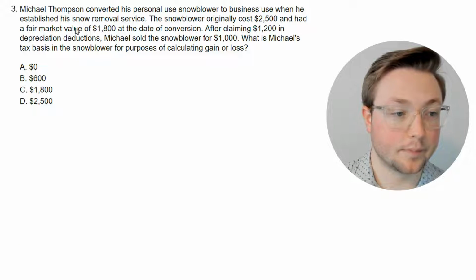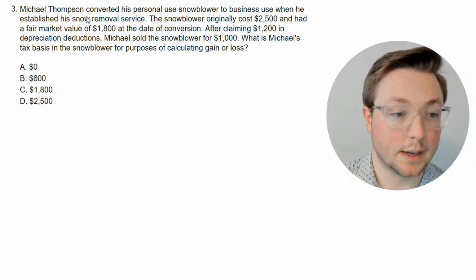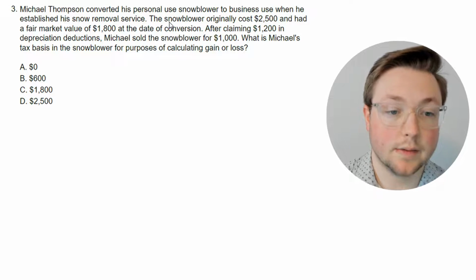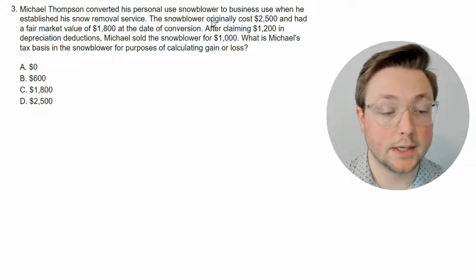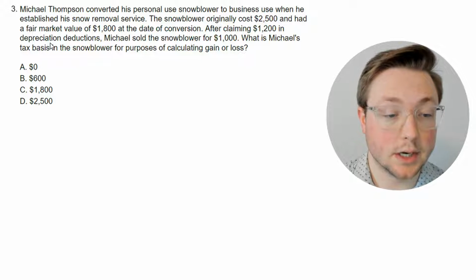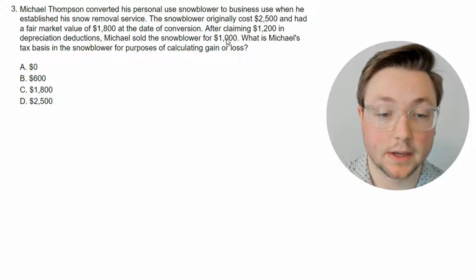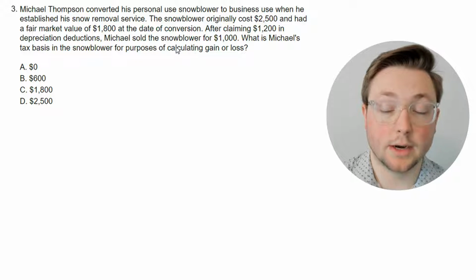All right, next question. Michael Thompson converted his personal use snowblower to business use when he established his snow removal service. The snowblower originally cost $2,500 and had a fair market value of $1,800 at the date of the conversion. After claiming $1,200 in depreciation deductions, Michael sold the snowblower for $1,000. What is Michael's tax basis in the snowblower for purposes of calculating a gain or loss?